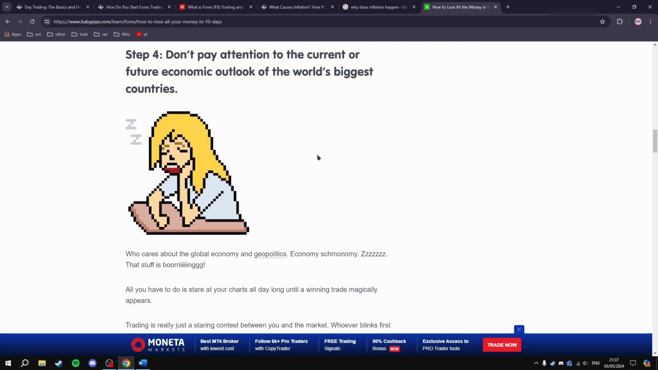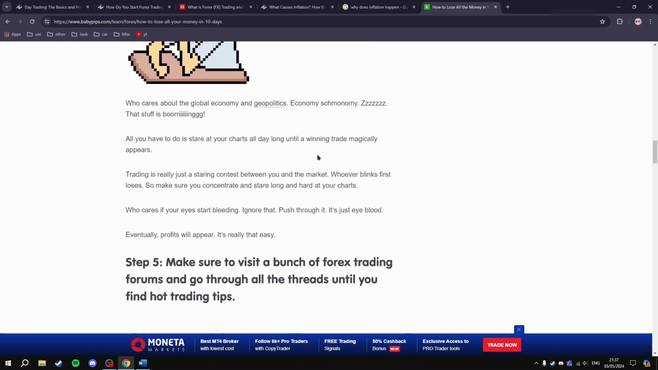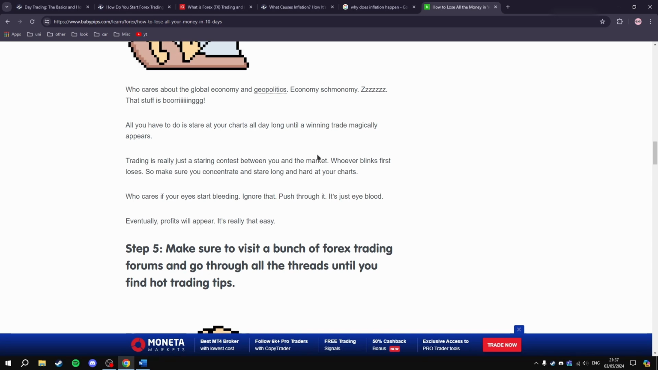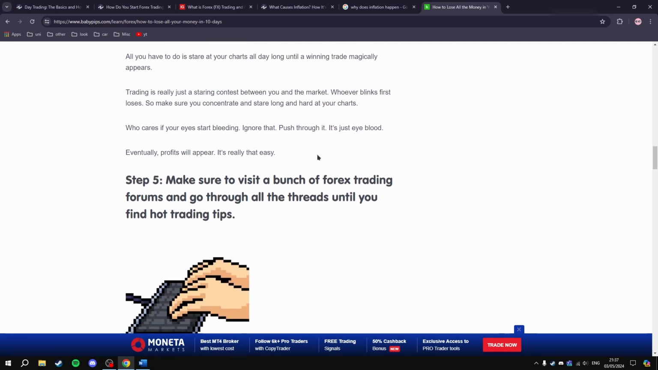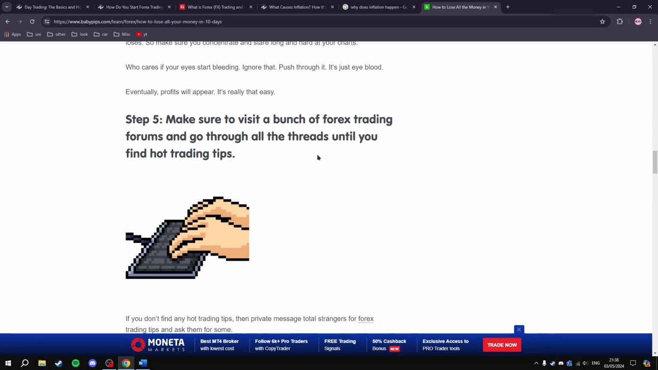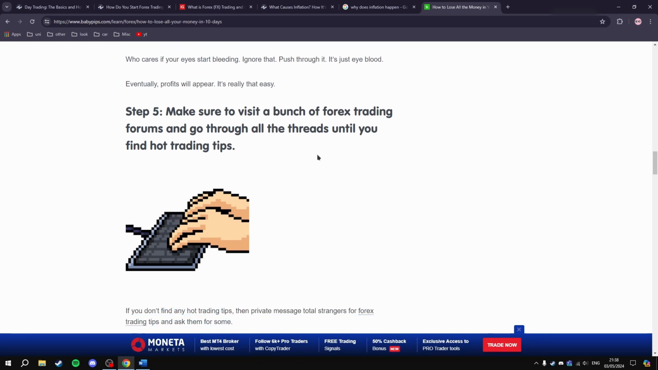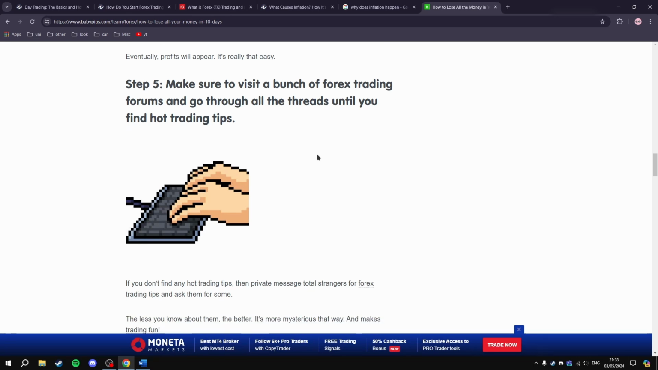Step 4. Don't pay attention to the current or future economic outlook of the world's biggest countries. Who cares about the global economy and geopolitics? Schmonomy, that stuff is boring. All you have to do is stare at your charts all day long until a winning trade magically appears. Trading is really just a staring contest between you and the market. Whoever blinks first loses, so make sure you concentrate and stare long and hard at your charts. Who cares if your eyes start bleeding? Ignore that, push through it, it's just eye blood. Eventually profits will appear, it's really that easy.